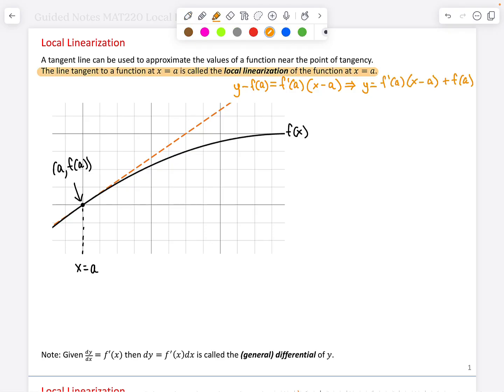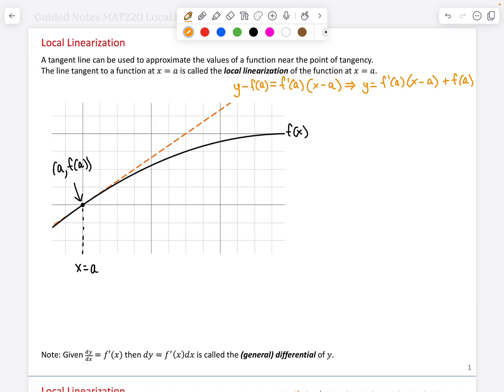Now this tangent line to the function at x equals a is sometimes called the local linearization of the function f of x at x equals a. It's a linear function that most approximates the function f near x equals a. Of course, as you go further away from a, such as over here, we can see that the tangent line and the curve aren't necessarily similar to each other any longer.